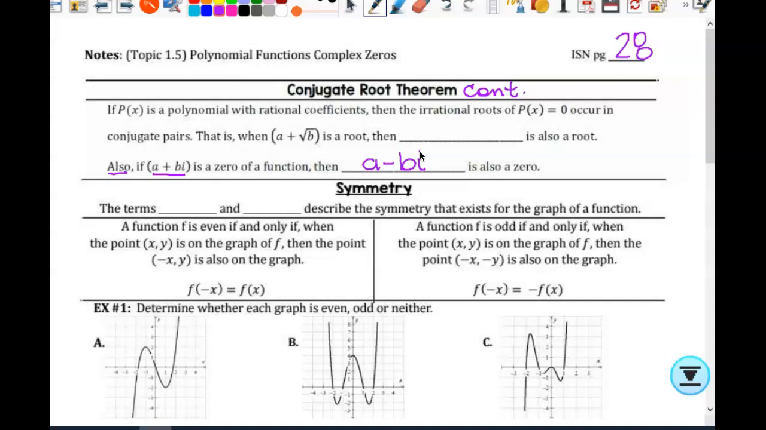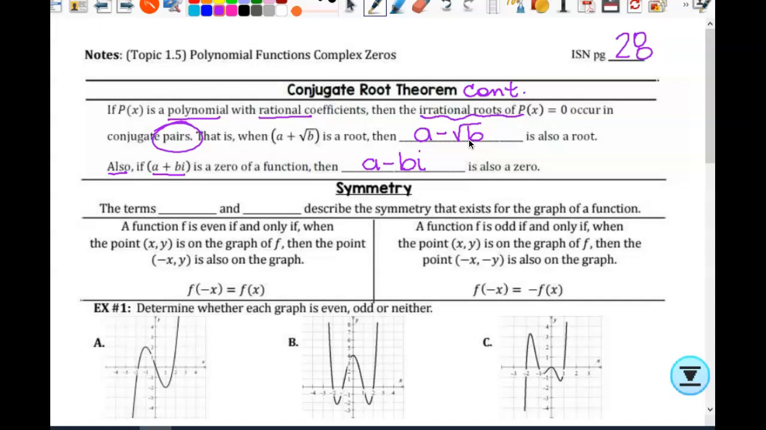So we have a polynomial with rational coefficients. Then the irrational roots occur in conjugate pairs again. So if I have a plus the square root of b, then I have to have a minus the square root of b. So that could be like 2 plus the square root of 3. Then I'd also have 2 minus the square root of 3. Or if I have the square root of 5, I have to also have negative square root of 5. That's because when we multiply them back together, we get the whole number that we want. Okay? So both the imaginaries and the square roots, they come in pairs. Just an important little tidbit there.